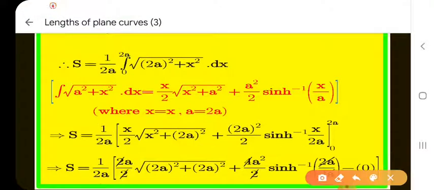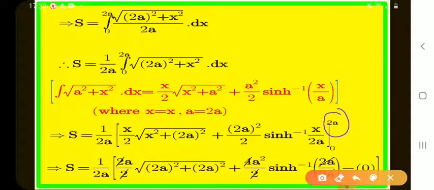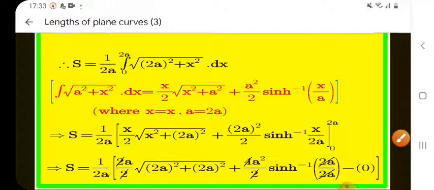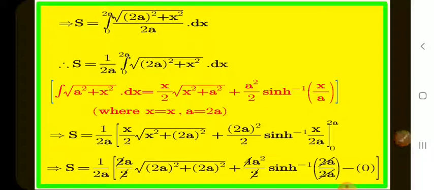Okay. Next, first I substitute the limit value 2a in this equation. So put x equals 2a. x by 2 means 2a by 2. x square means (2a) whole square, plus already (2a) whole square we have. What is the value of (2a) whole square? 4a square by 2 sinh inverse x by 2a means 2a by 2a. Now cancel all that, 2 by 2, and 4 by 2. What do we get here?